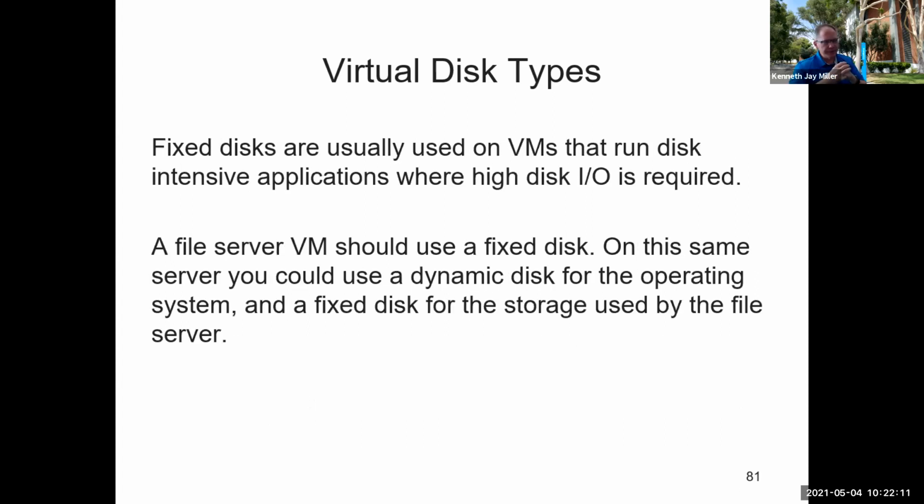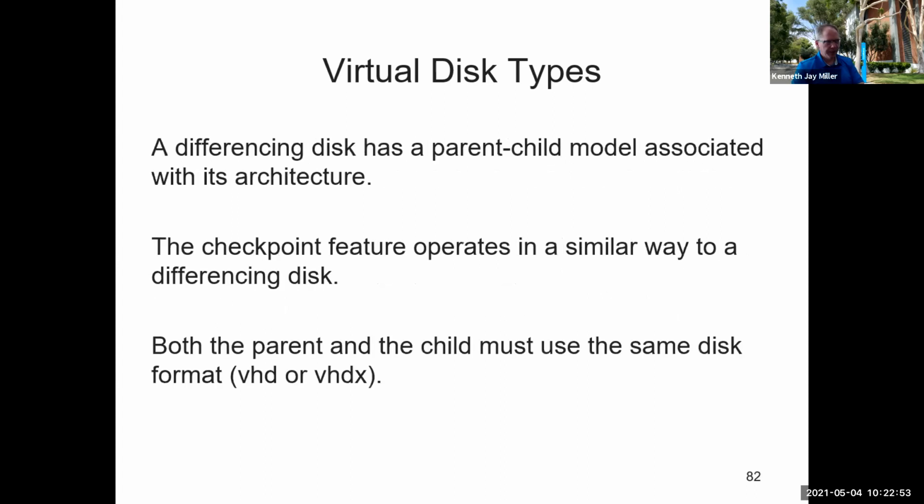Now, fixed disks are usually used on VMs that run disk-intensive applications where high input-output is required. A file server VM should use a fixed disk. On this same server, you could use a dynamic disk for the operating system because it's not going to change frequently. Whereas on a file server, people are going to add and subtract, move, copy and delete files. That disk is going to be a kind of accordion size. A fixed disk would be best there, but for the operating system, a dynamic disk is probably okay.